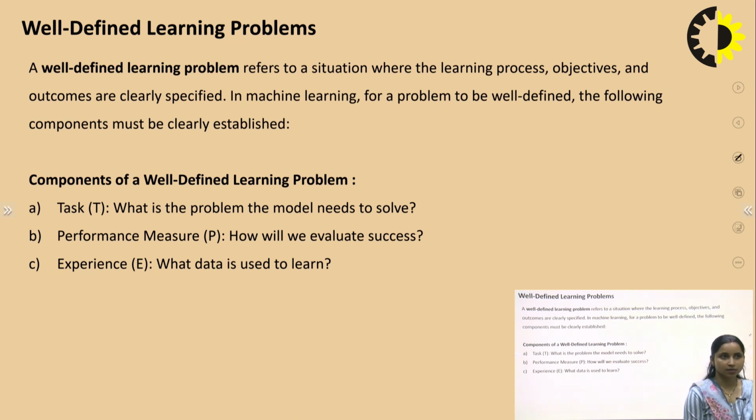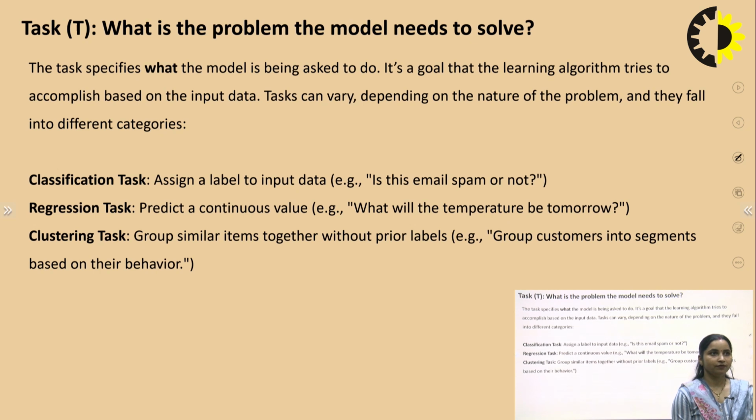Basically, the task is the problem the model needs to solve. The performance is how we will evaluate success, and experience is what data is used to learn. So this is the well-defined learning problem. Now we will explain one by one what is task, performance, and experience. The task specifies what the model is being asked to do. It is the goal that the learning algorithm tries to accomplish based on the input data.